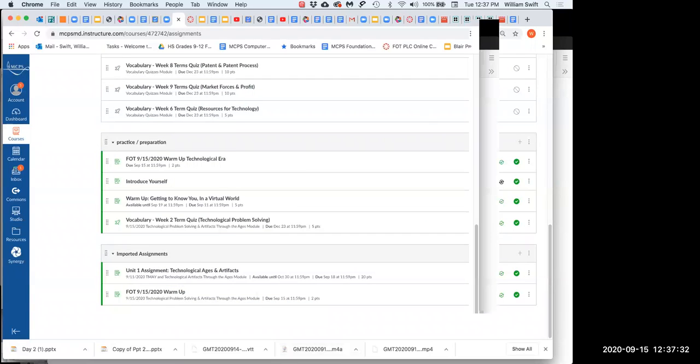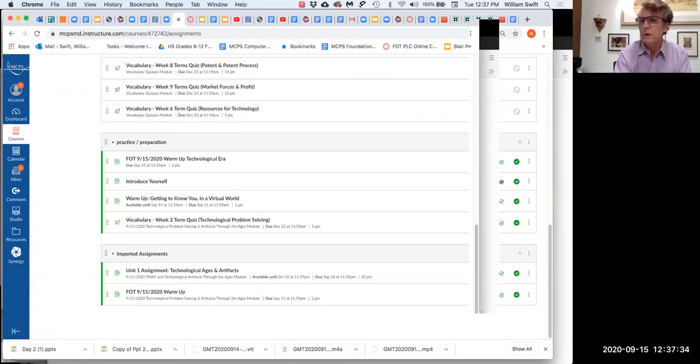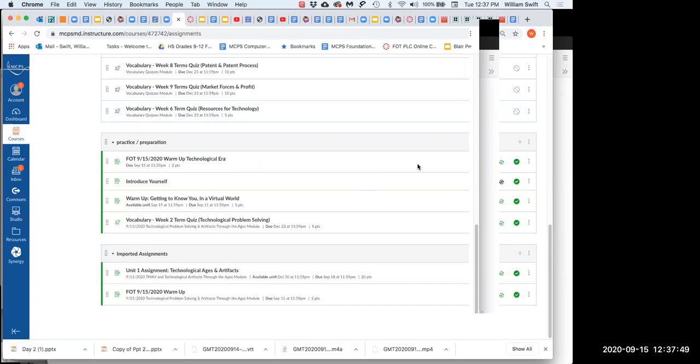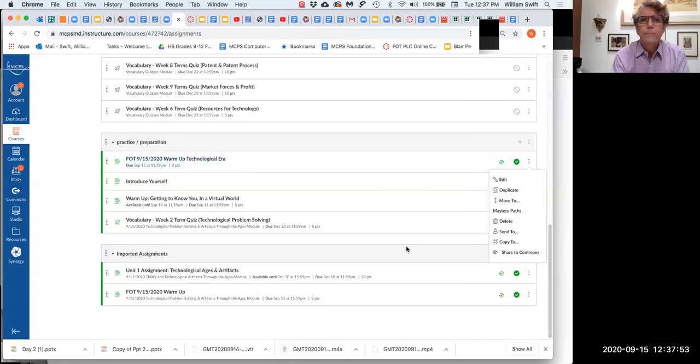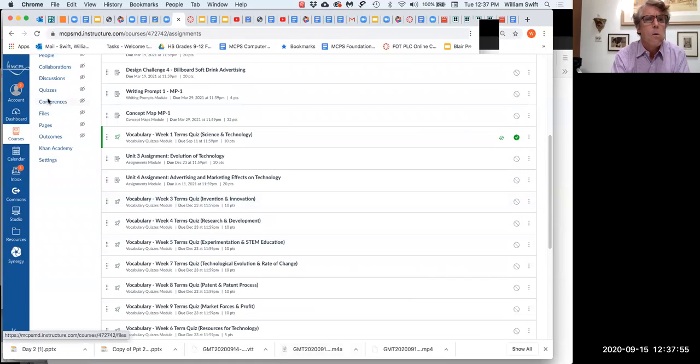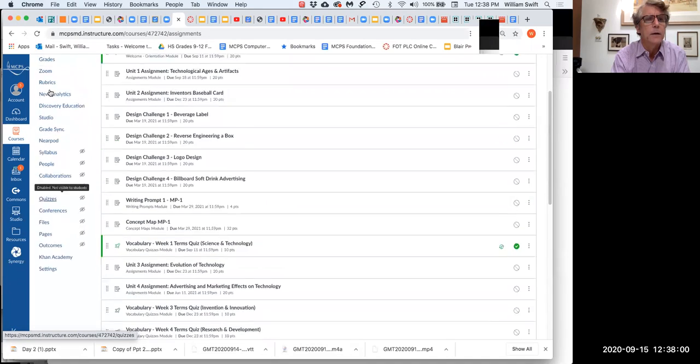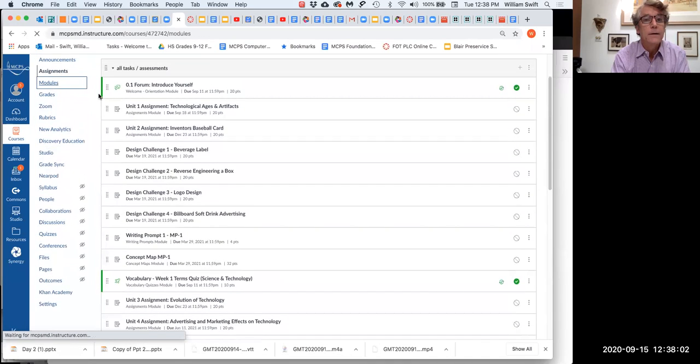Let me get people over into my other screen because they're both published. So which one are you saying works? The one that says warm up or the one that's warm up technological era? The one that says technological era. Okay. Then what I'm going to do is probably going to cause trouble, but trust me, I'll just give everyone credit. This is not a difficult warm up.